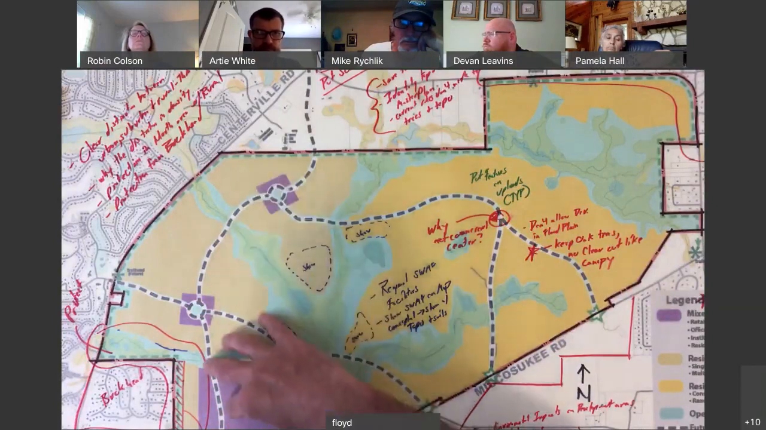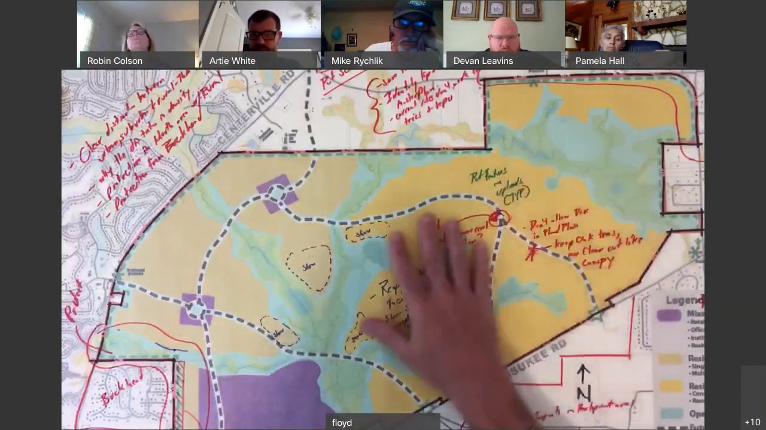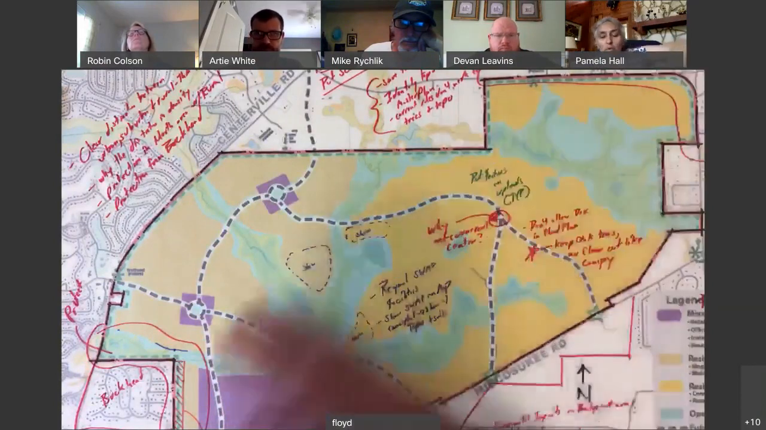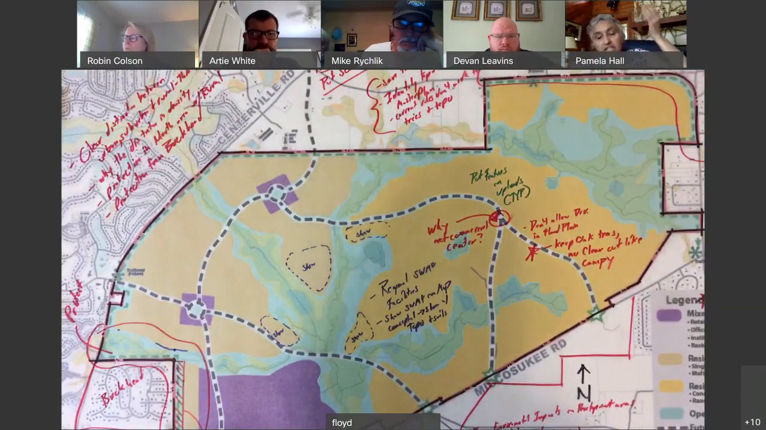And so that was the thinking of why those are over there. And then this was all just strictly transition to quieter, less dense residential. Well, that's the problem. This transition is urban sprawl. 1 acre lots is urban sprawl, and it doesn't even need sewer.